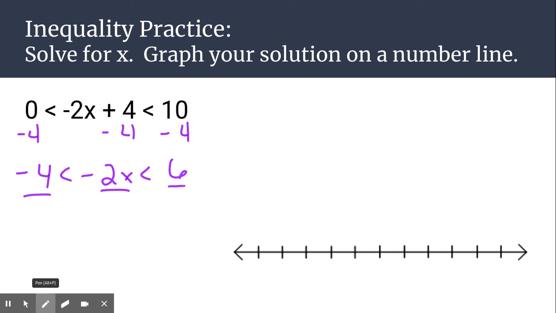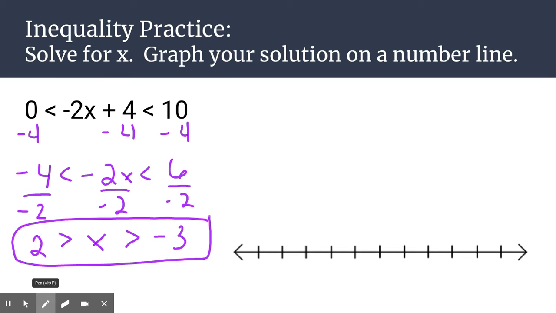Now I need to divide by a -2. And as you should remember from your work at home and from last year in Algebra 1, whenever I divide by a negative, my signs switch. So I end with 2 is greater than x is greater than -3. If I were to simply rewrite this solution a different way, I could write it as -3 is less than x is less than 2. And that makes more sense to me. That's very similar to what I had before.